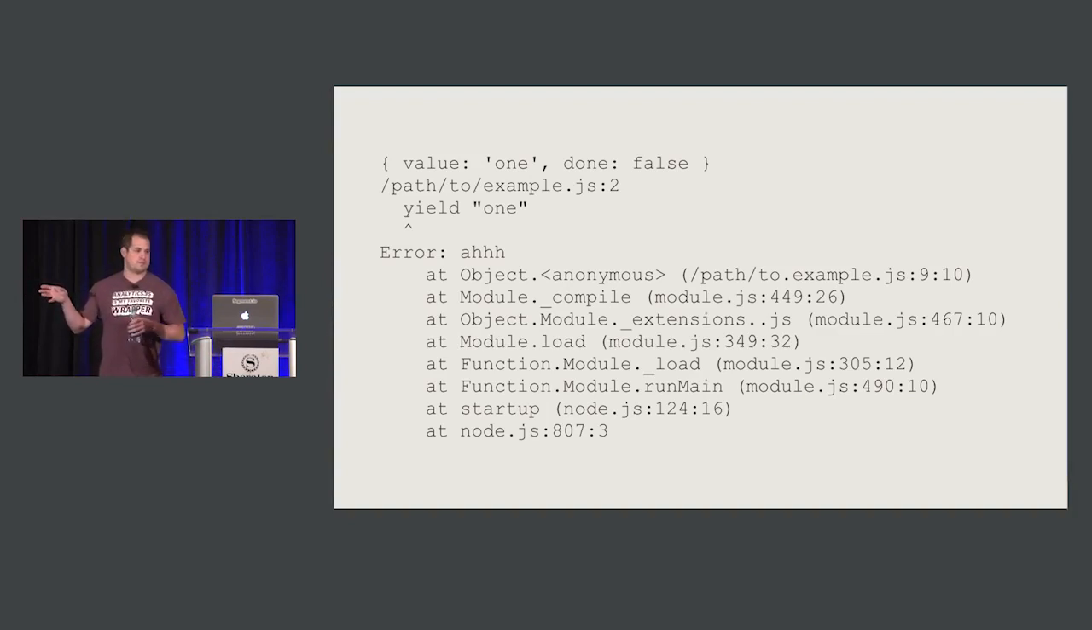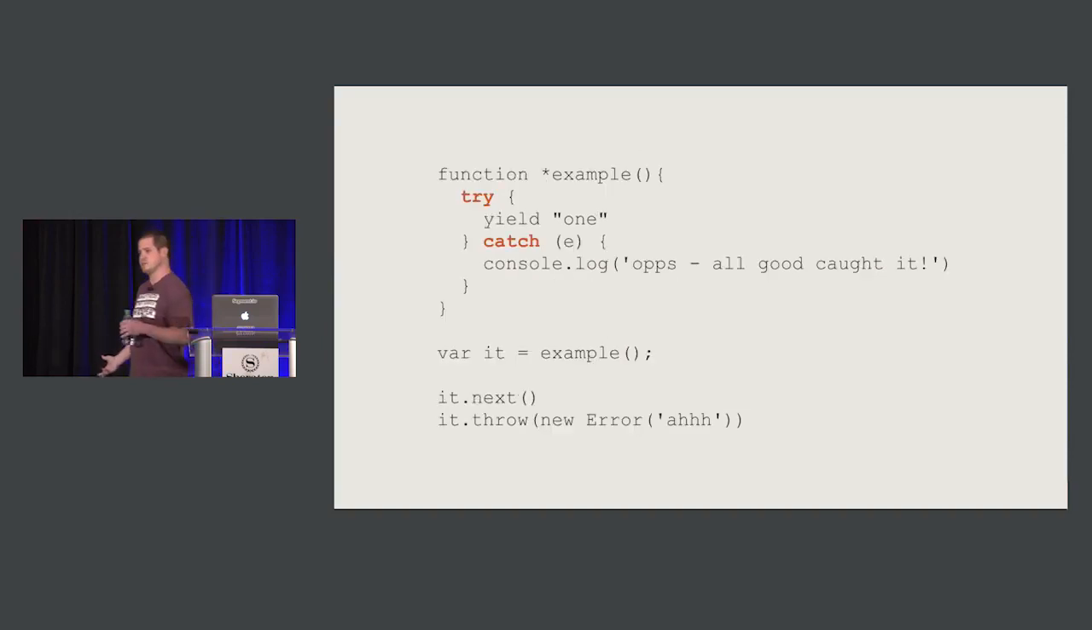And you've got to trust me, because I don't want to go back and forth between the code editor, but the stack trace actually lines up to where the yield was, which is pretty nice, because then we can actually put a try catch inside of our generator, and we can try to yield something, and if something uses our generator throw, we can actually catch what they're throwing.